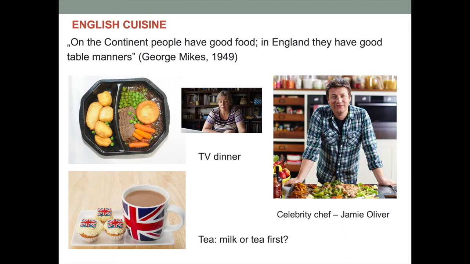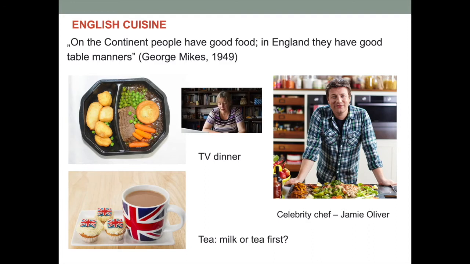There was, at least for a very long time, a stereotype that English food is not very tasty, not very sophisticated. It started to change at the turn of the 21st century, mostly through the popularity of celebrity chefs and cookery programs on TV, so people like Nigella Lawson and Jamie Oliver, who made cooking fun, who made cooking interesting, who made cooking sexy. This was against the long-standing stereotype that English cuisine is drab and tasteless.